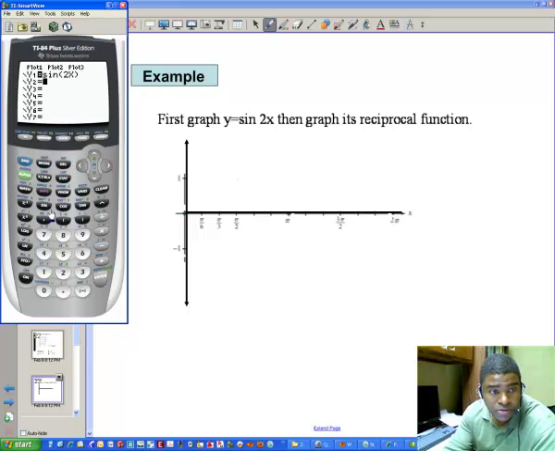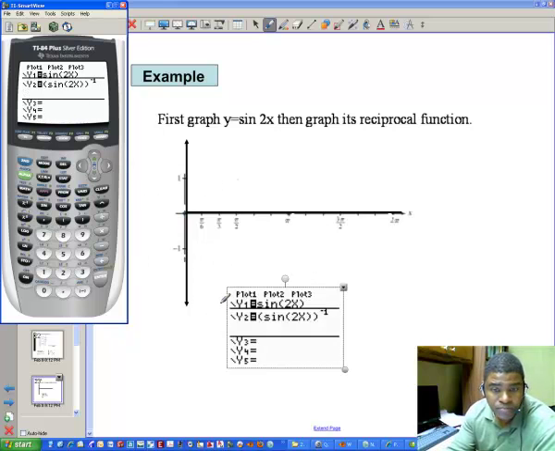We'll drop down for y2. I'm going to put the sine of 2x in parentheses and take it to the minus 1, and that's going to be my formula. And then I'm actually going to change my window settings. I'm going to make x min 0, x max 2 pi, and then my scale, I'll make it pi over 6, and then my y min will be negative 2, y max will be 2, and then I'll graph the function.